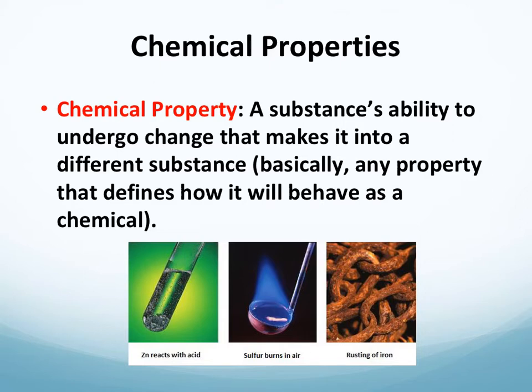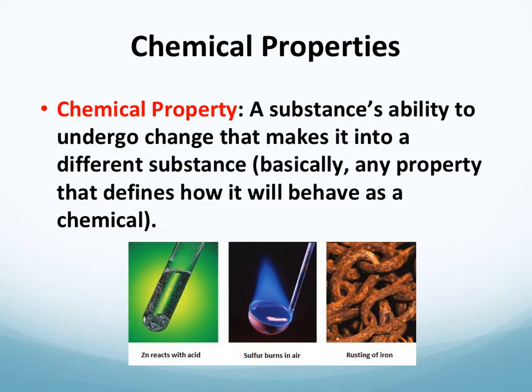Chemical properties are essentially any property that defines how something will behave chemically. Typically, this is going to be something that we can only observe by actually causing a substance to undergo that change. So here we can see some examples on the bottom. If I put zinc in acid, I will see that that will undergo a chemical change. So I know that zinc reacts with acid. That would be a chemical property of zinc.